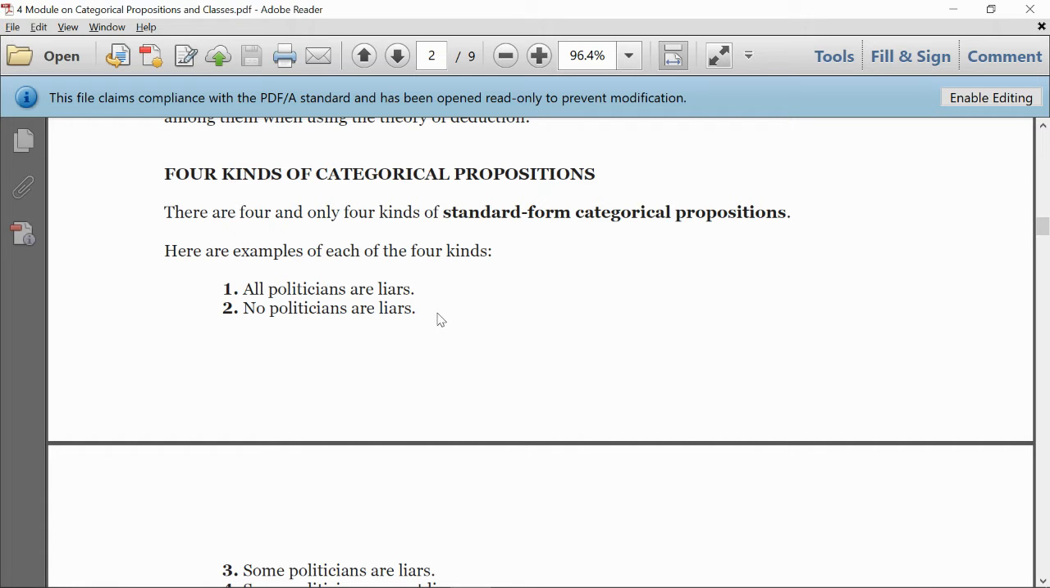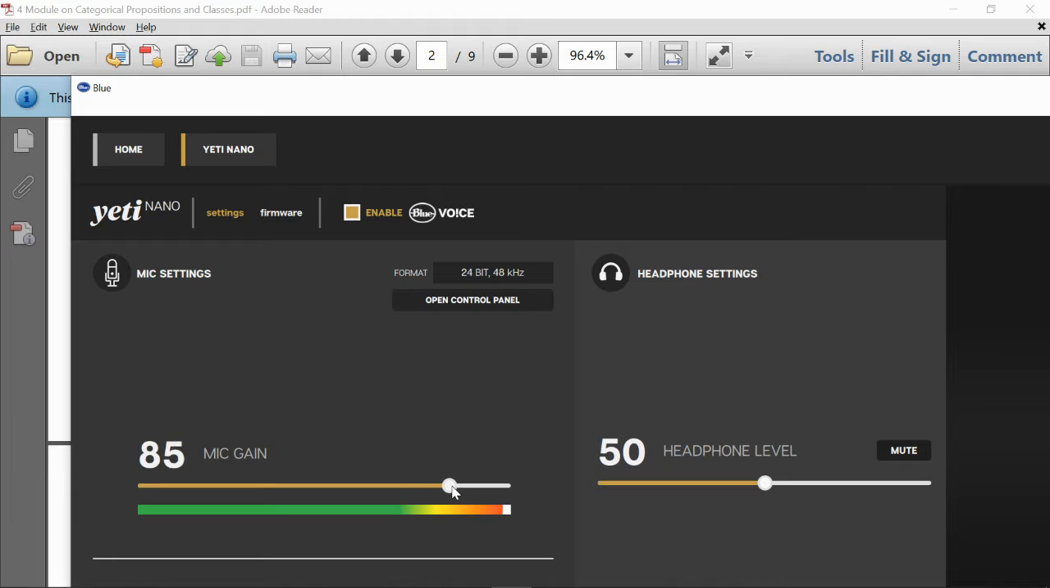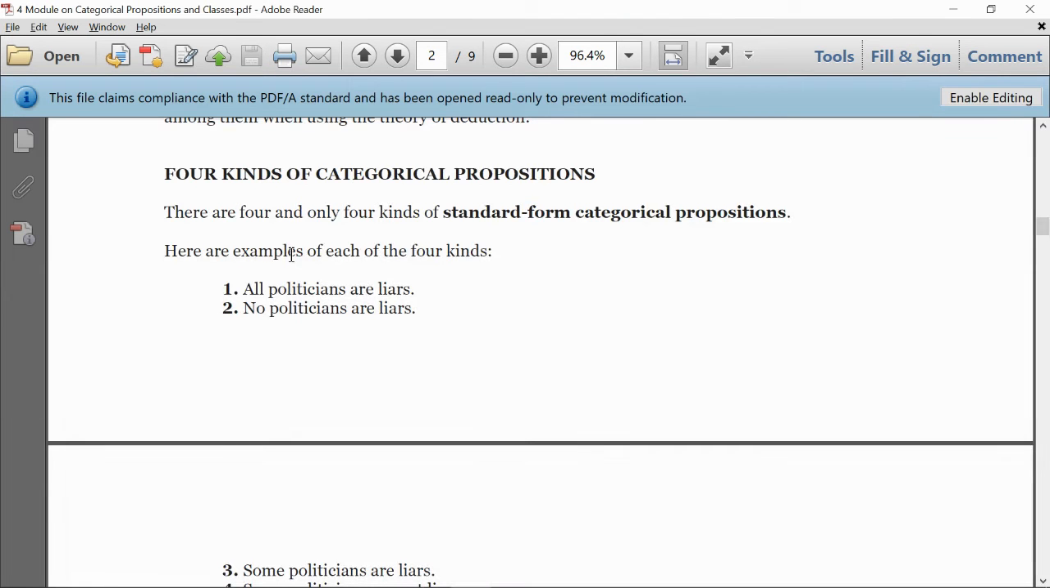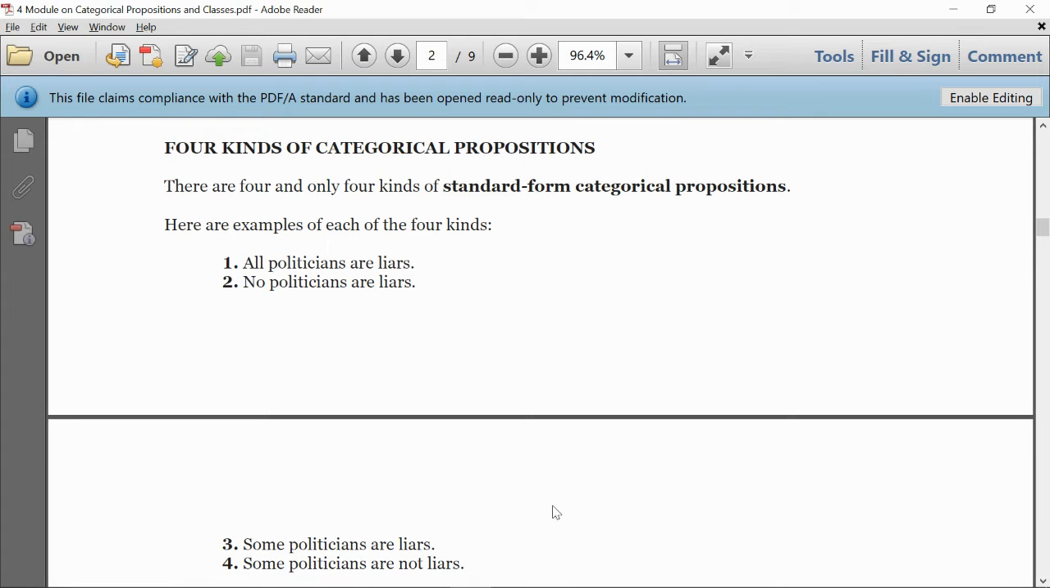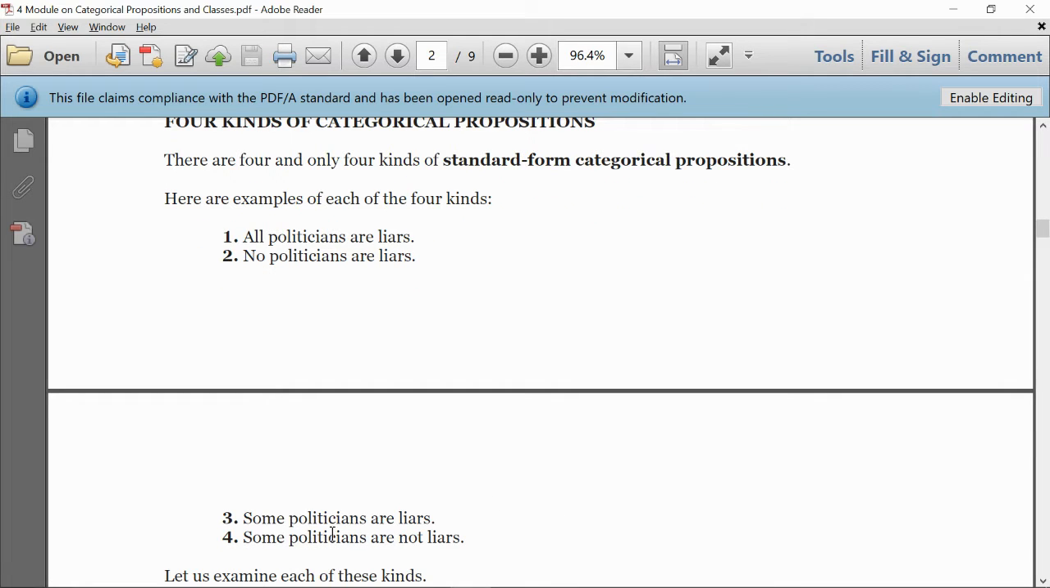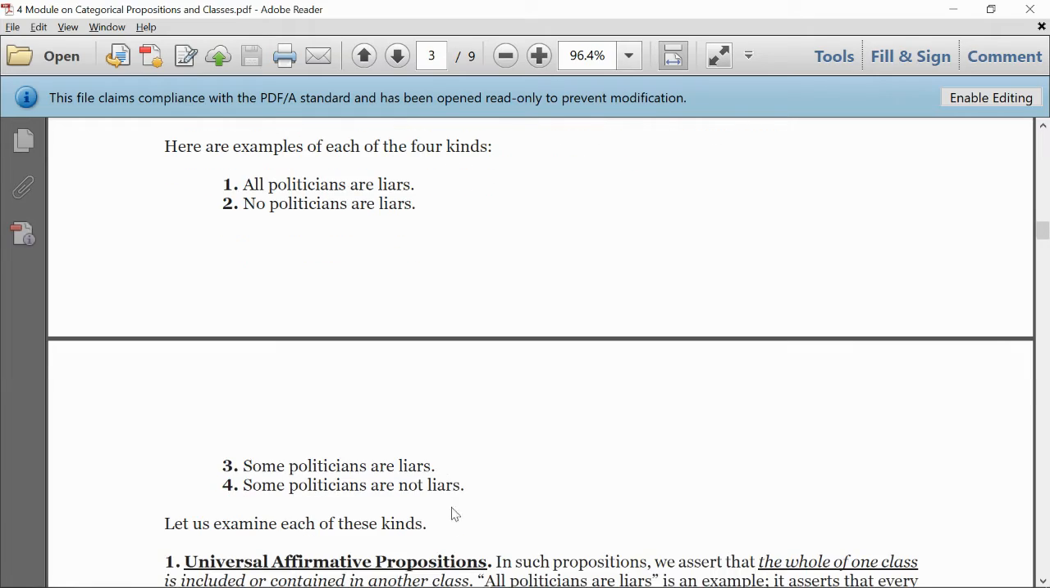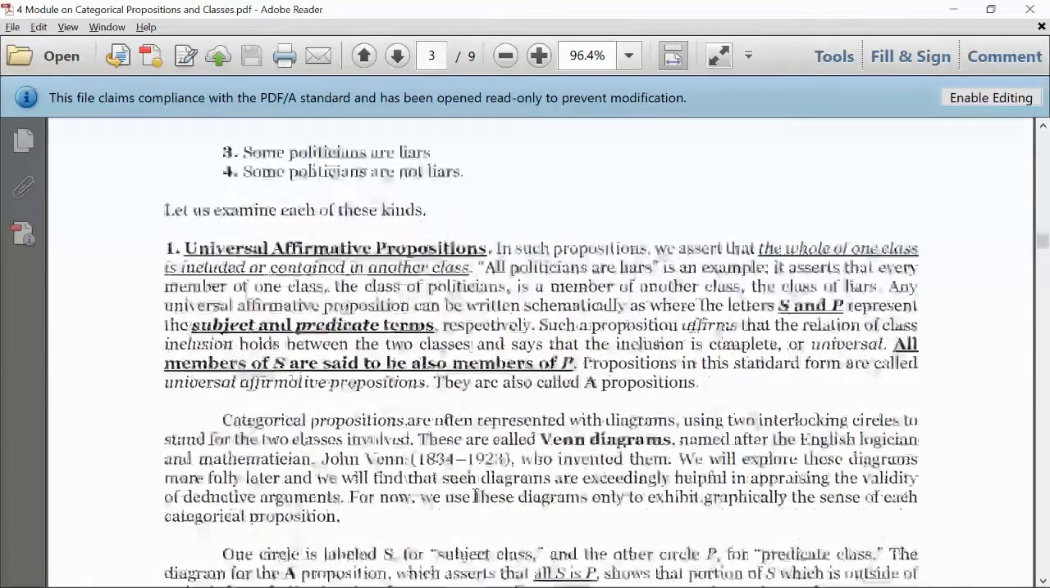So there are four and only four kinds of standard categorical propositions. Here are examples of each of the four kinds. All politicians are liars. No politicians are liars. Some politicians are liars. Some politicians are not liars. So let us examine each of these kinds.